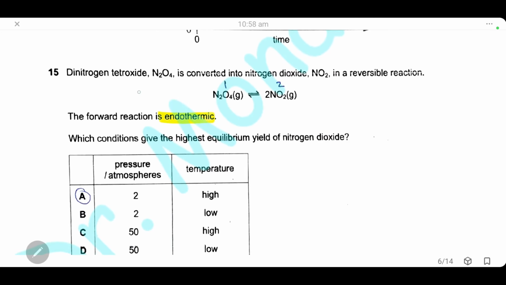Question 15. Nitrogen tetroxide is converted into nitrogen dioxide, and the reaction is reversible.